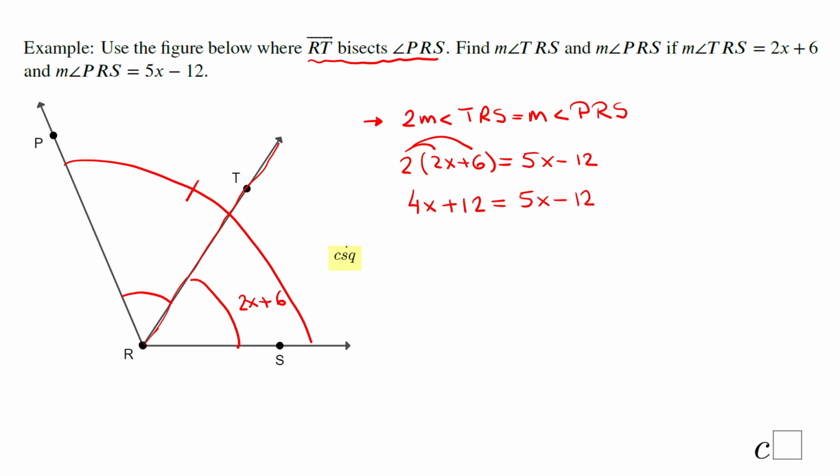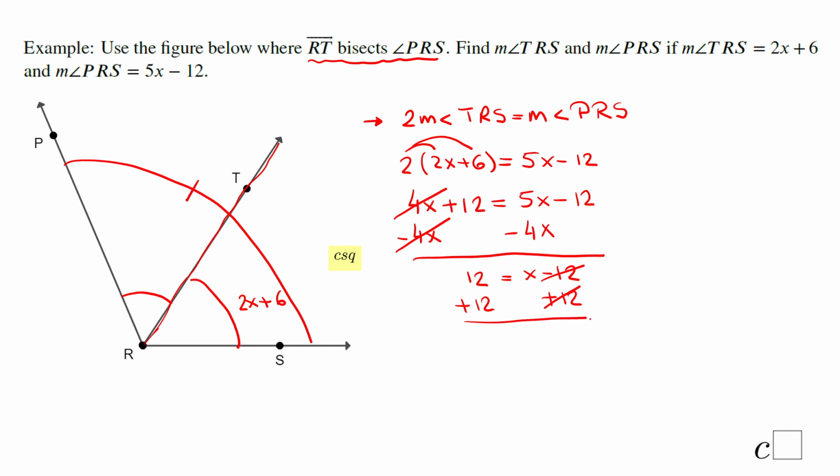And now I'm going to be consistent. If you remember, I like to get rid of the x's, so that's the reason I'm going to subtract 4x here. I'm going to subtract 4x here, and I get 12 equals 5x minus 4x, which is x, minus 12. Last step to find x is to add 12, because you want to get rid of this 12, so x will be nothing else than 24.